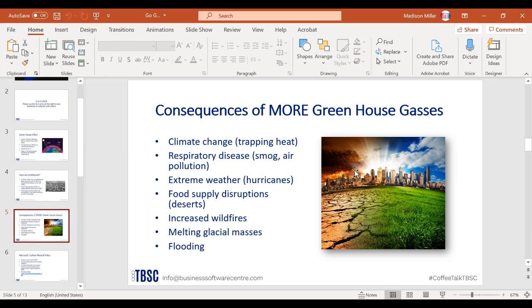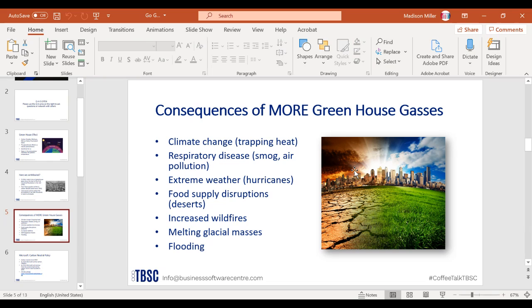So here are some consequences of adding more greenhouse gases to the environment. One of them would be climate change, which I'm sure a lot of us hear about. This isn't something new. Climate change has definitely been a hot topic because we're noticing the changes already. An example of that would be trapping heat. Another consequence is respiratory diseases. People who live in high-density city areas might be experiencing smog or air pollution, and that might require them to buy air purifiers for their home.